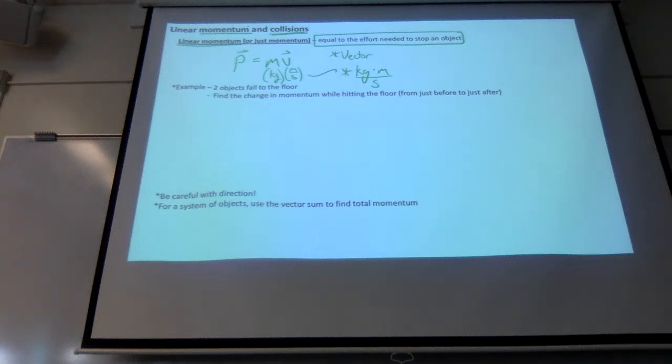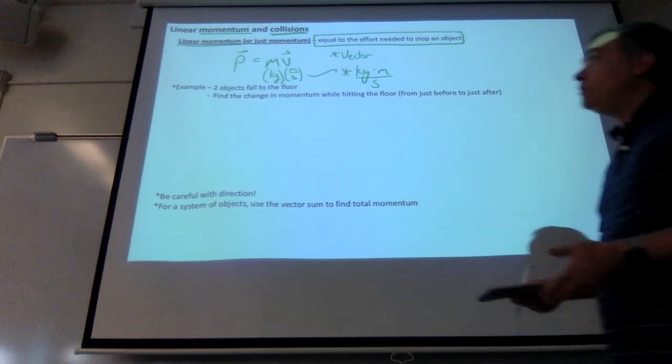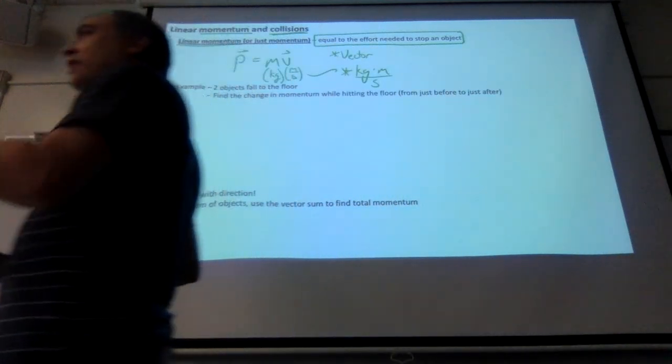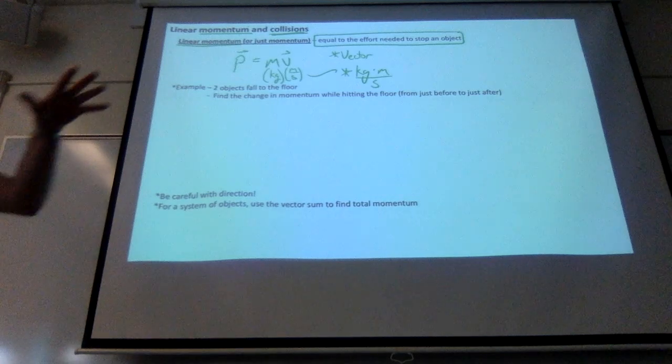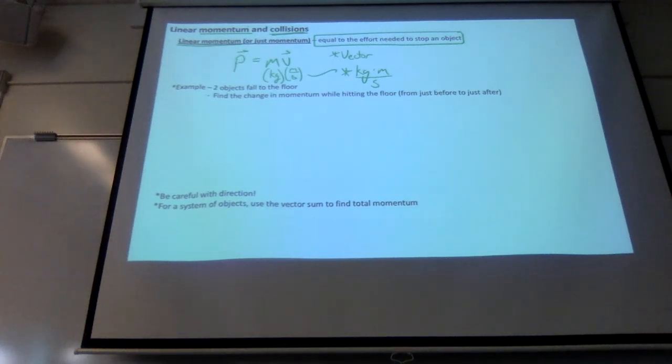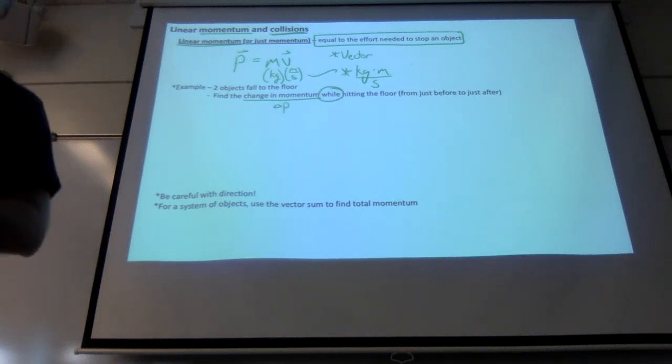And to help illustrate the vector nature of momentum and also just sort of how problems like this work, we are going to work a quick example that fits right in the middle of the screen there. Looking at two different objects falling to the floor and colliding with the floor, okay? Notice, we are going to try to find the change in momentum, so we're going to be looking for delta P while the object is hitting the floor.